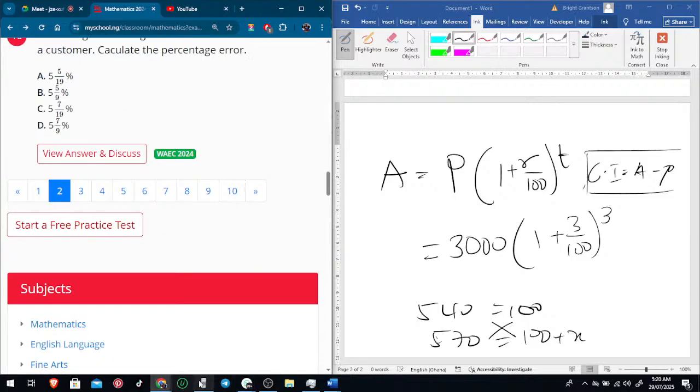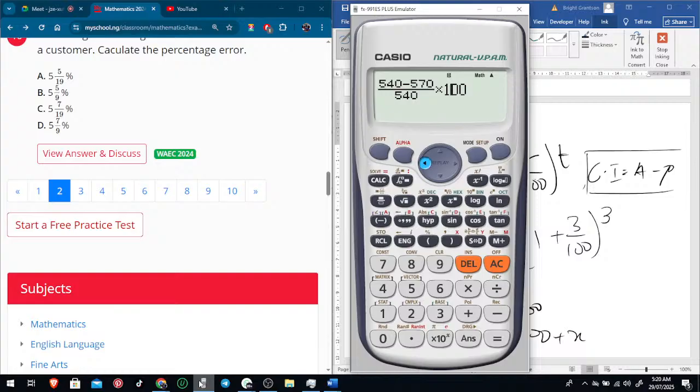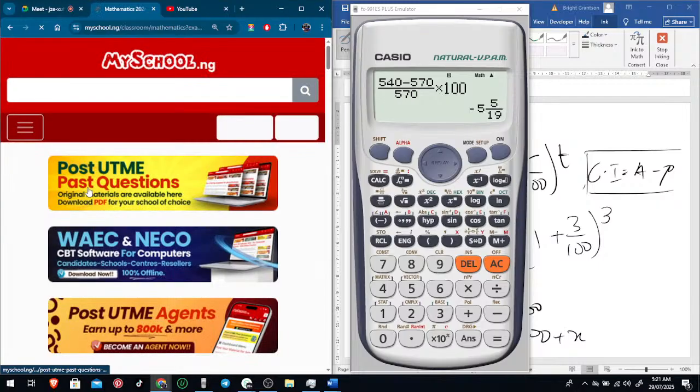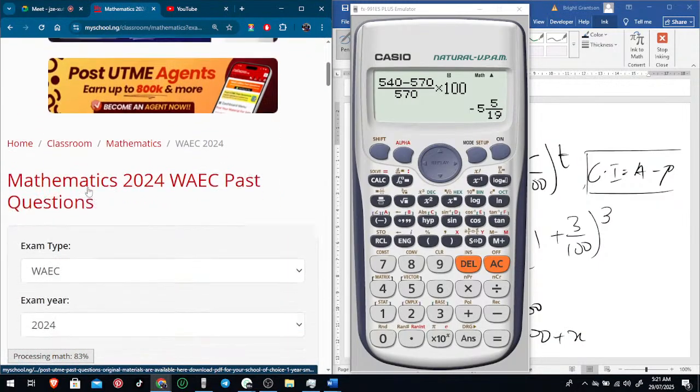So it should be this way rather. The actual value. So you press shift SD. So negative 5 over 5 over 19. It's good we have the correct answers there so that we don't mislead ourselves.